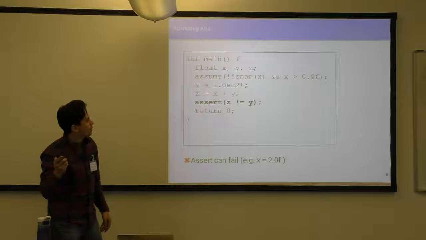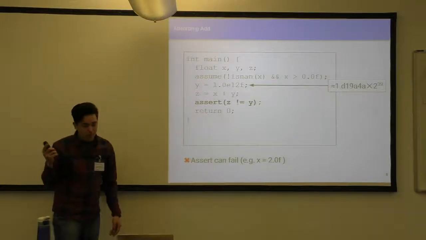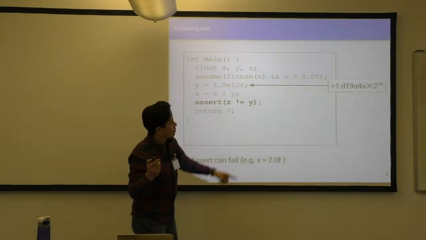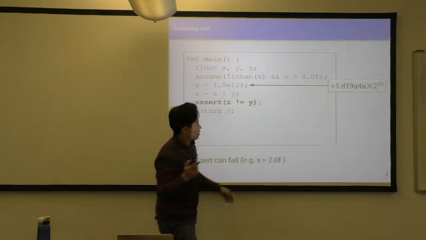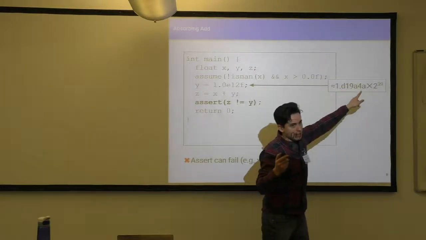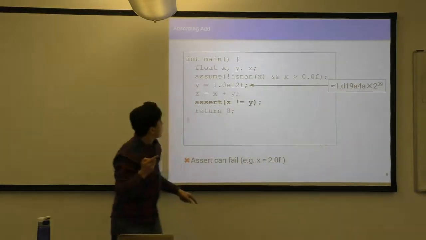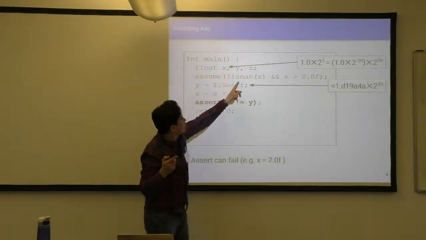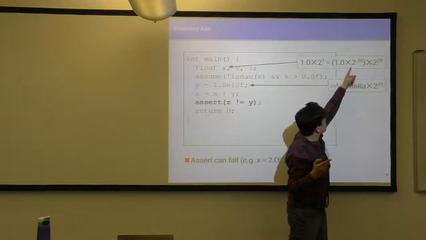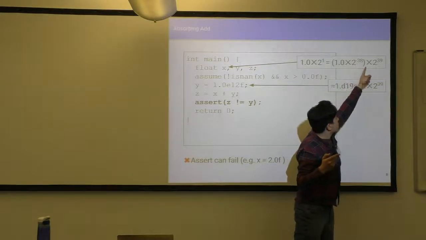The reason this fails is because of the limited precision of floating point numbers. This 1 times 10^12, written in binary notation is 1 point something, and you don't need to know what that is, but the exponent is 2^39. And then if x was 2, that's 1 times 2^1, which is the same as 1 times 2^-38 times 2^39.